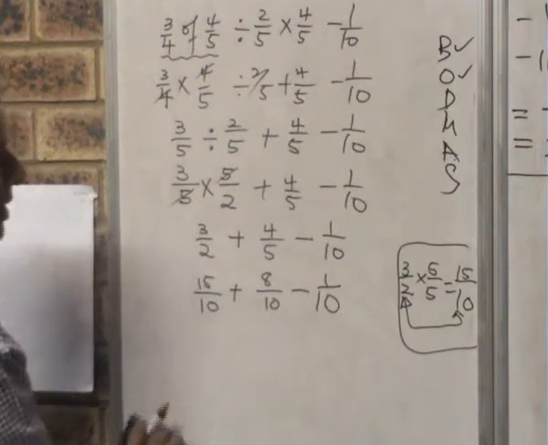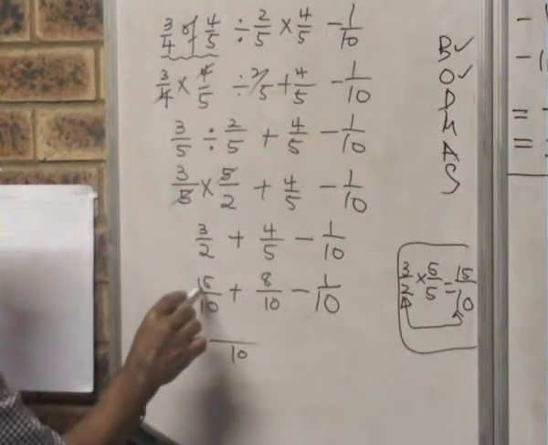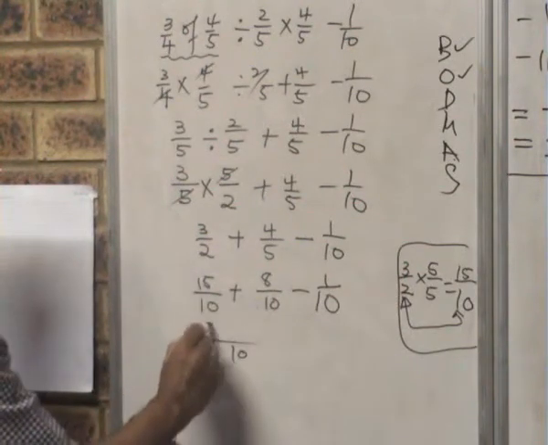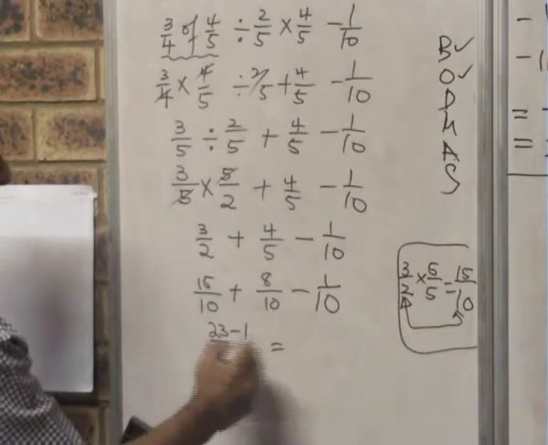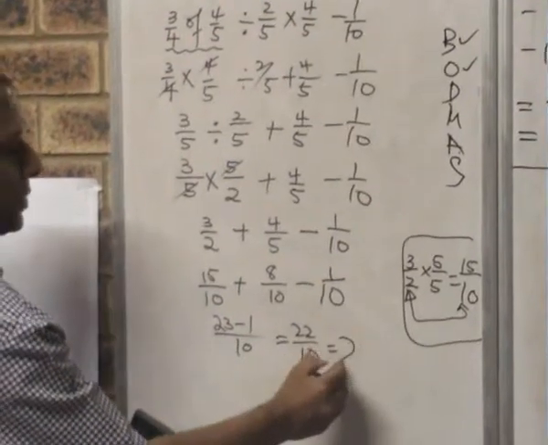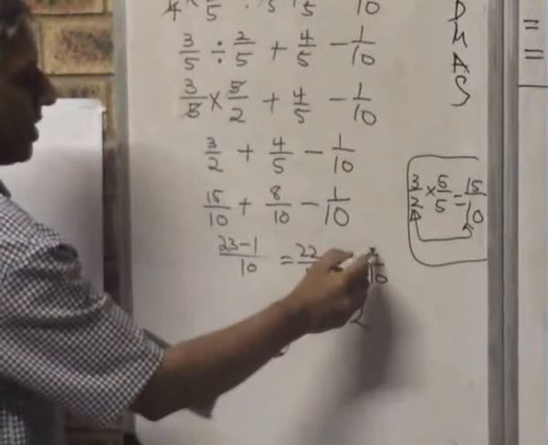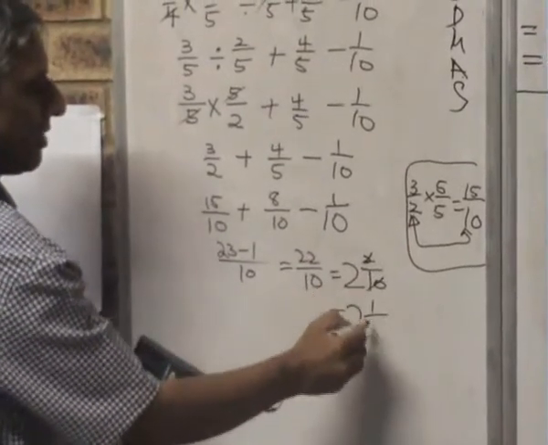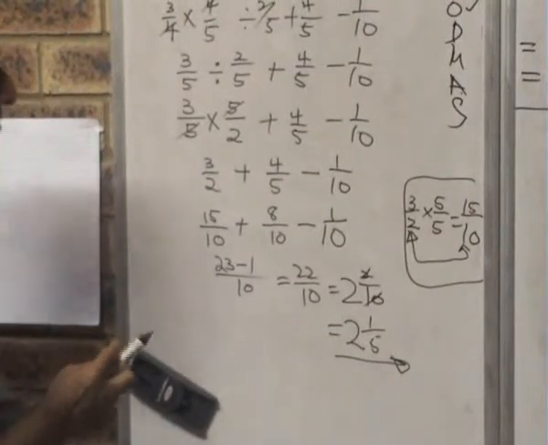All right, we don't even have to do it that way. The denominator is 10, so you just write it down once. Going left to right, 15 plus 8 is 23, minus 1 gives you 22 over 10. 10 divides into 22 2 times. You're left with 2 over 10. And 2 can divide into 2 1 time, 2 can divide into 10 5 times. The final answer is 2 and 1 fifth.